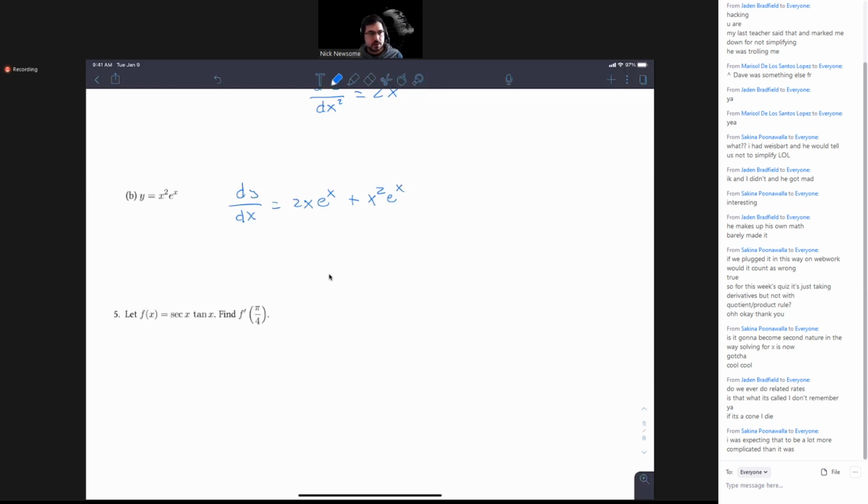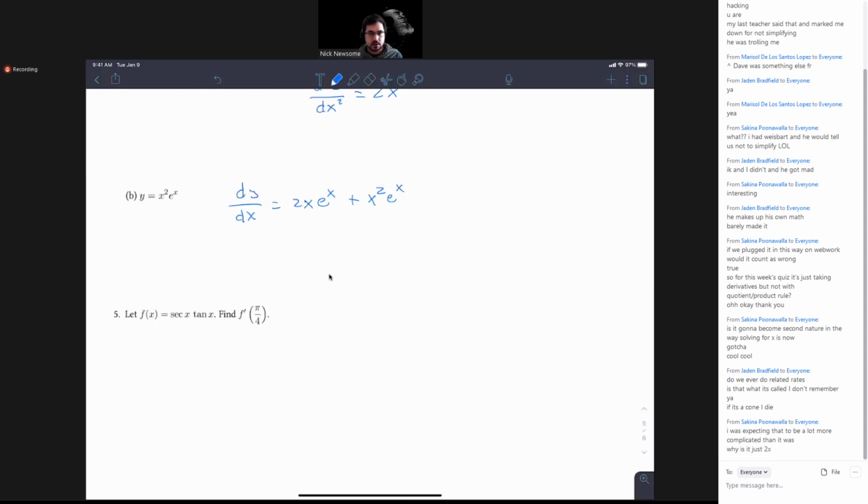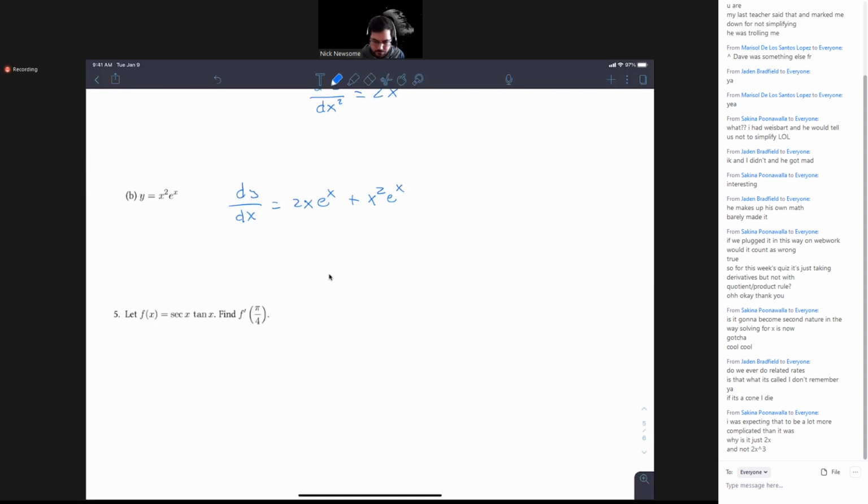Now we're going to have to do it again, and so now we have some options. First option, we can just do it. There's going to be 2 product rules, but that's okay. The other option is, hey, I see I can factor some stuff. You can do that. Why is it just 2x and not 2x cubed? Product rule subtracts 1 from the exponent.